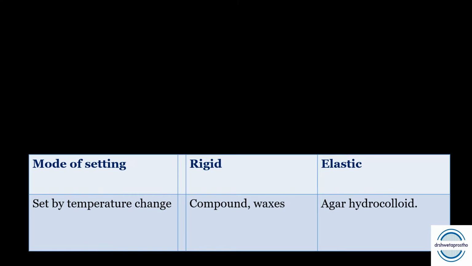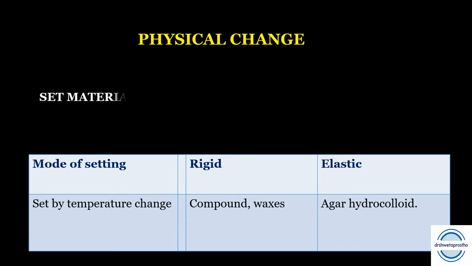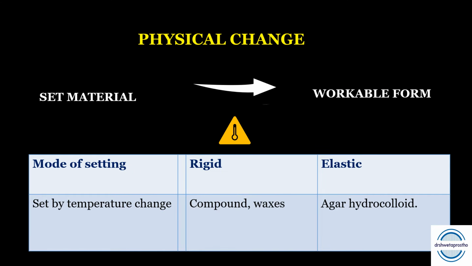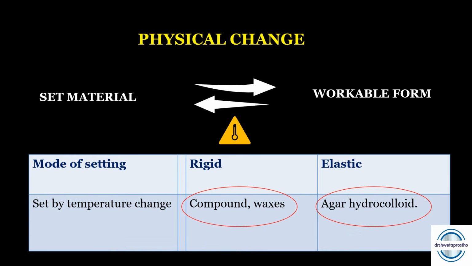Now the materials which set by physical change or the temperature change. The set material, when the temperature is increased or they are immersed in hot water, forms a workable form with great flow. They can be loaded onto the tray, and when the temperature is decreased, again they form a set material. In this we have the materials like impression compound and waxes in the rigid category, and agar hydrocolloid, which is an elastic material and sets by temperature change.